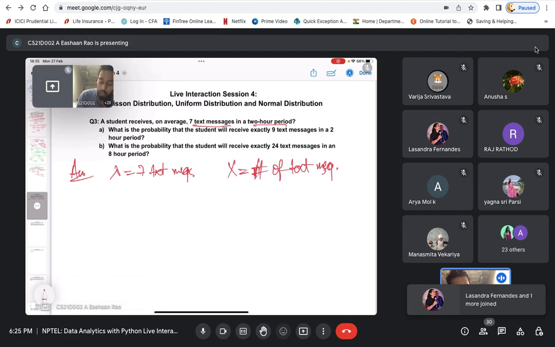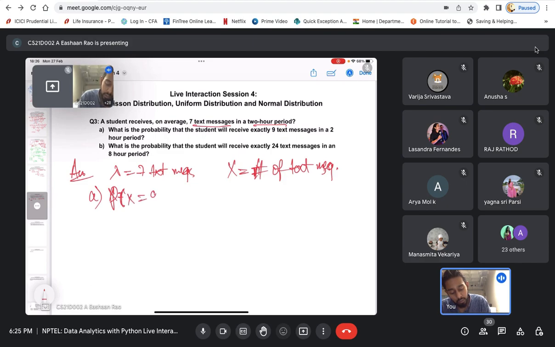So for part A we are asking whether the student will receive 9 text messages within a 2-hour period. Here our random value will be x equal to 9, and we just have to apply the value in this equation of the Poisson mass distribution. So it will be 7 raised to 9, e raised to minus 7, over 9 factorial. Here the output will be 0.104.